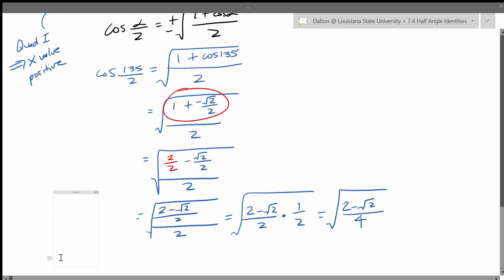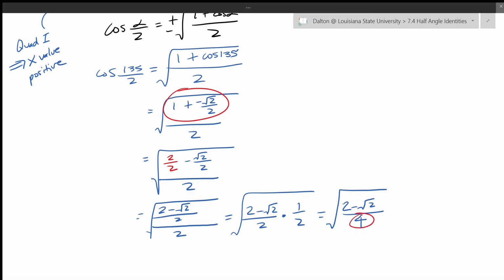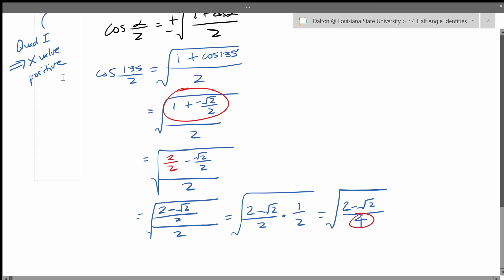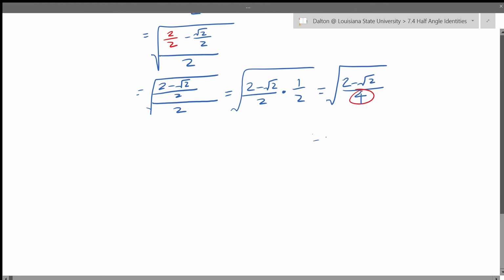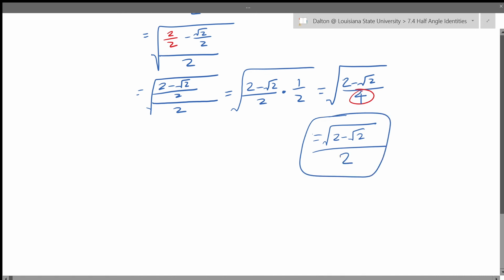Oh, hello, I know what I did. 4 is a square number. So again, I can take its square root, so I can simplify this one more time by saying this is the same as the square root of 2 minus the square root of 2 all over 2, because the square root of 4 is 2, no longer under a radical symbol. So that was my issue.